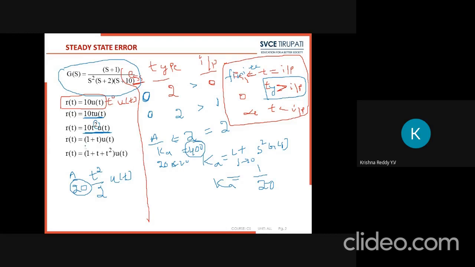Even if you are substituting 1 plus t into u of t, in both the cases, the type is greater than its input. That's why the steady state error value is 0. But in this case, we are having t square by 2 into 2u of t. A value is 2 and Ka value is 1 by 20. Here we are getting the steady state error value as 40. The steady state error value is 40 when you are given this input.